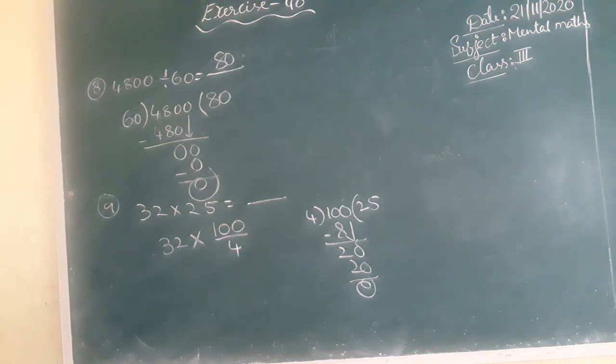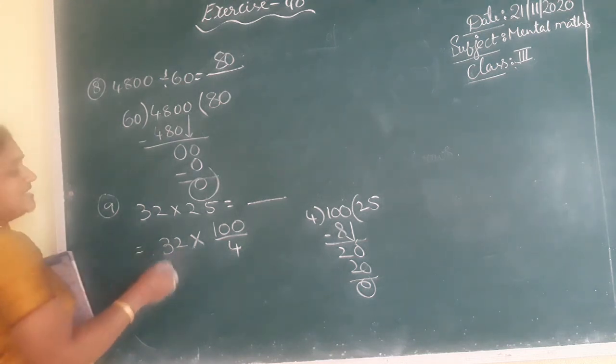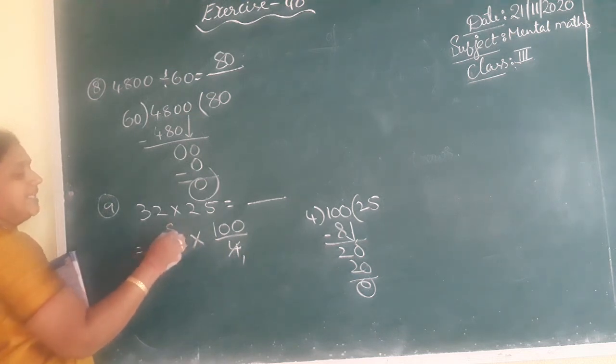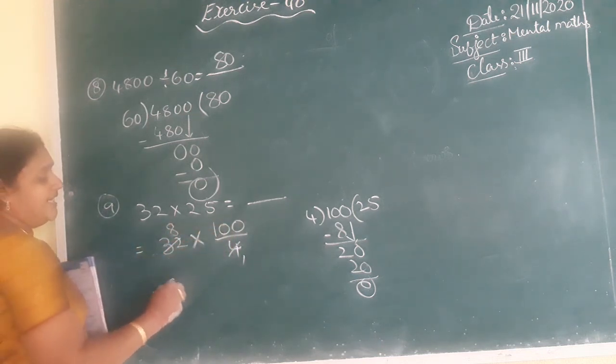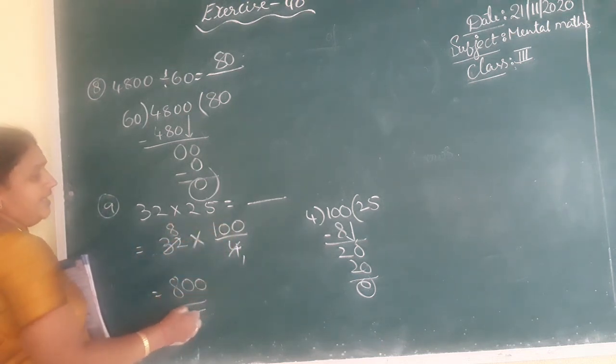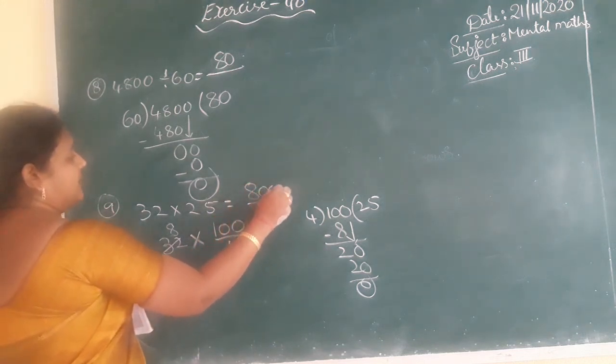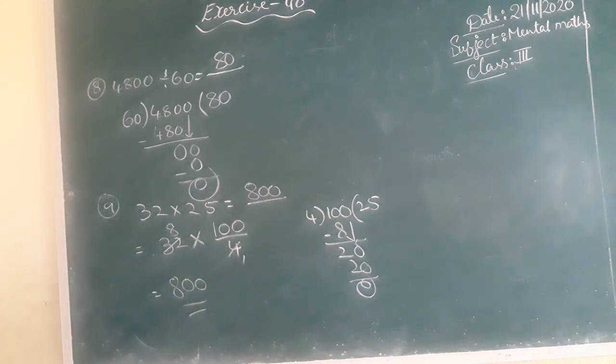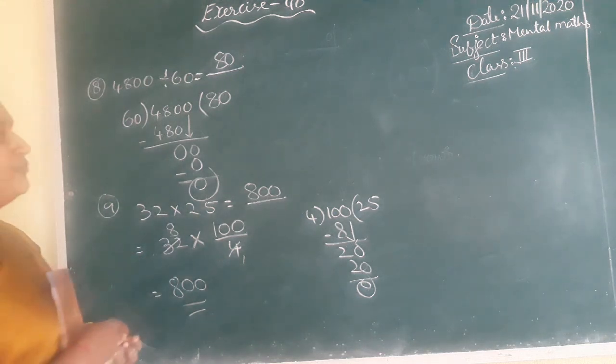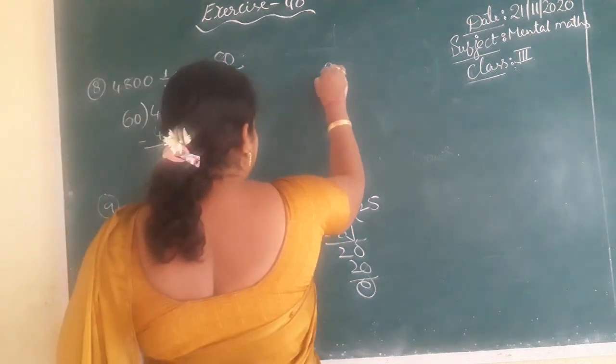So in the 4 table, how many times is 32 divisible? 4 eights 32. 8 into 100, 800. So it's the shortcut way to multiply a number with 25. Again check whether this answer is correct or not. If you do like that, it will be correct. But for your confirmation, I am doing that same sum again.